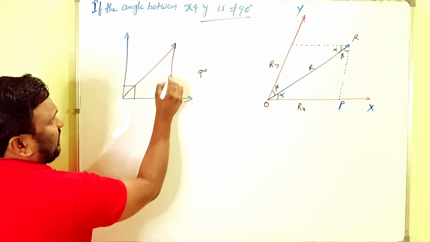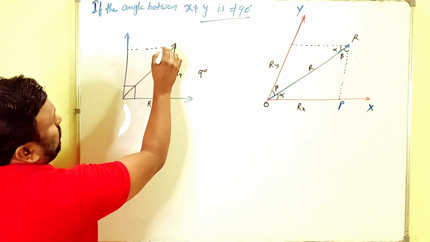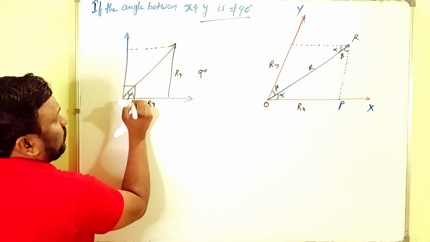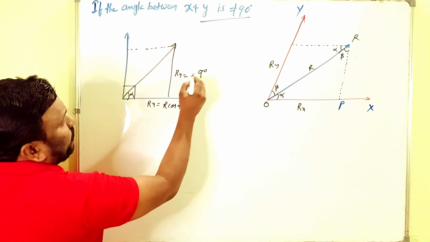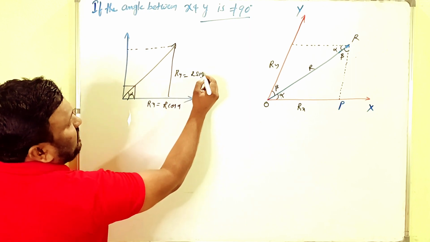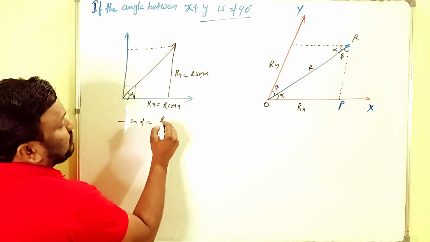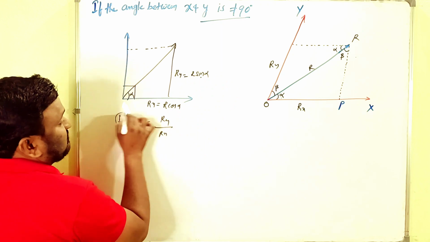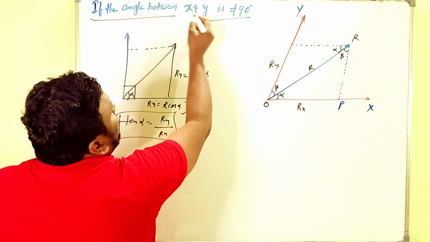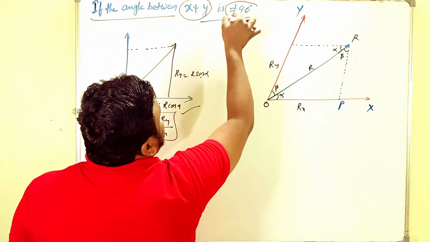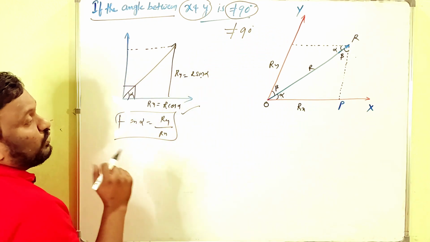Now what we take again, this is the Rx and this is the Ry. So I take this angle as alpha. Then what we proved: Rx is equal to R cos alpha and Ry is equal to R sin alpha. In that case, the direction of the vector should be taken as tan alpha is equal to Ry by Rx. It's very clear. Next, coming to the point, if the angle between X and Y is not equal to 90 degrees, then how can we take it?